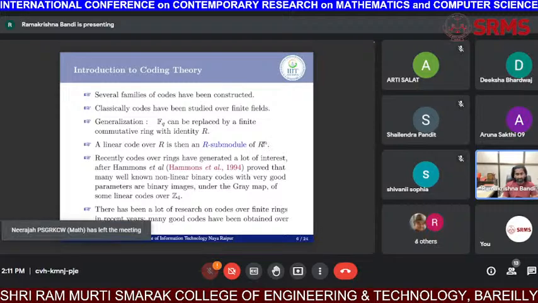So we know that R power n is basically a module. Any subset that you take of R^n is called a linear code if it is an R submodule. In the case of a finite field, we call it a subspace. In the case of rings, we call it a submodule.